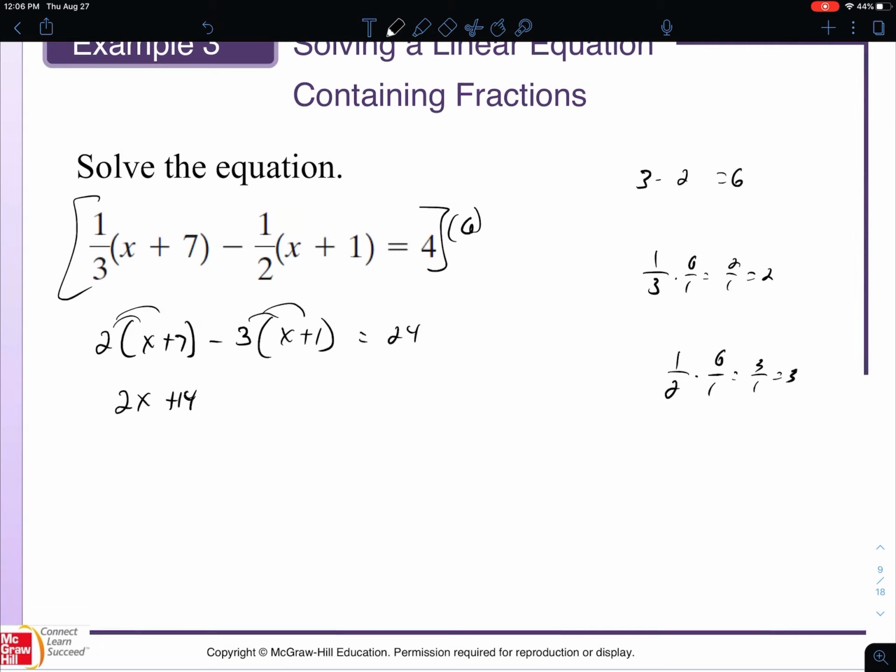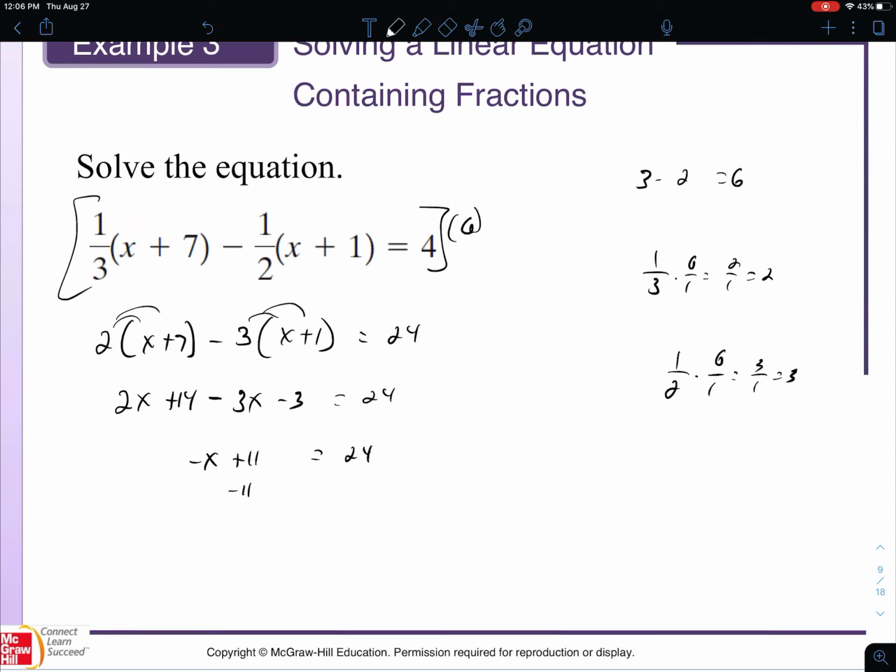So it's going to be 2x plus 14 minus 3x minus 3 is equal to 24. I'm going to go ahead and combine like terms. 2x minus 3x is negative x. 14 minus 3 is 11.